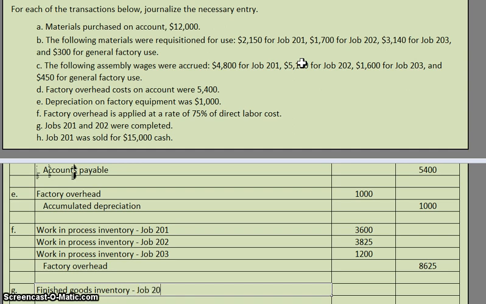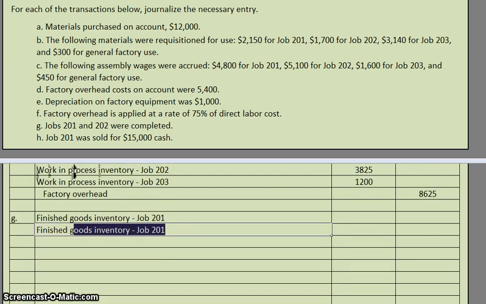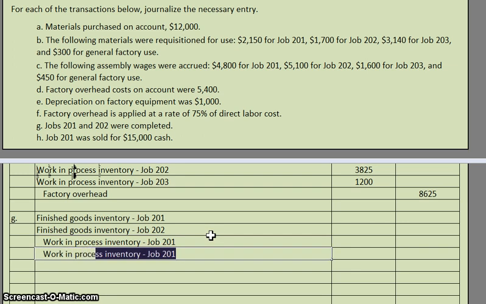And again, I'm going to be doing it for the individual jobs. And then we're going to be taking it out of their work in process. Now, the amount that we take out depends on the direct materials, direct labor, and factory overhead that were applied to these individual jobs. And this is why I like to break it out personally.